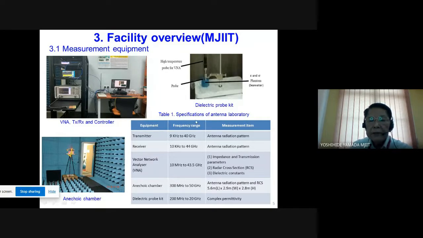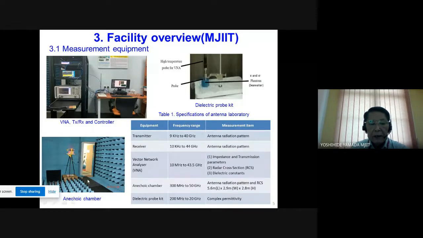So specifications of the antenna laboratory are shown here. The transmitter works from 9 kilohertz to 40 gigahertz, and the receiver works from 10 kilohertz to 44 gigahertz. And this vector network analyzer works from 10 megahertz to 43.5 gigahertz. This 40 gigahertz band is achieved considering the application of the 5G mobile frequency range.